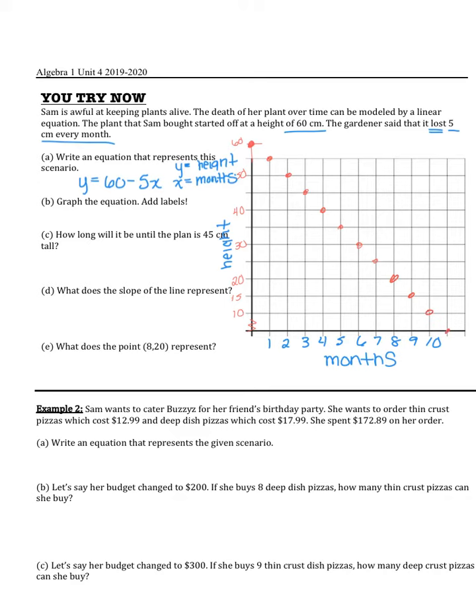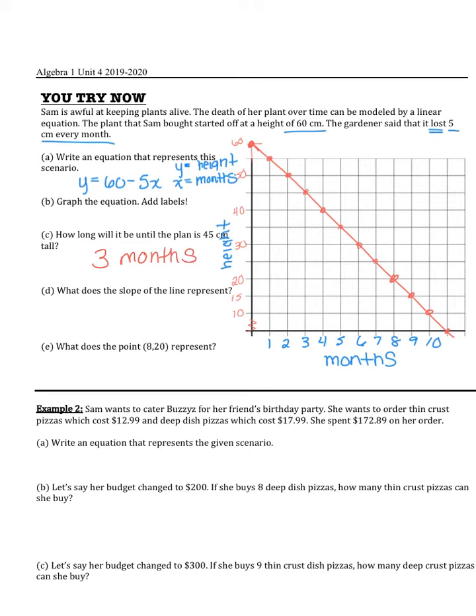Boom. There we go. That fits perfectly. So how long will it take until the plant is 45 centimeters tall? So let's see. I'm going to look at my y-axis. Find 45. 45 is right here. I'm going to look over to my graph. Okay, here's the point. Where is that on the x-axis? Okay, so it's going to take 3 months to reach a height of 45.